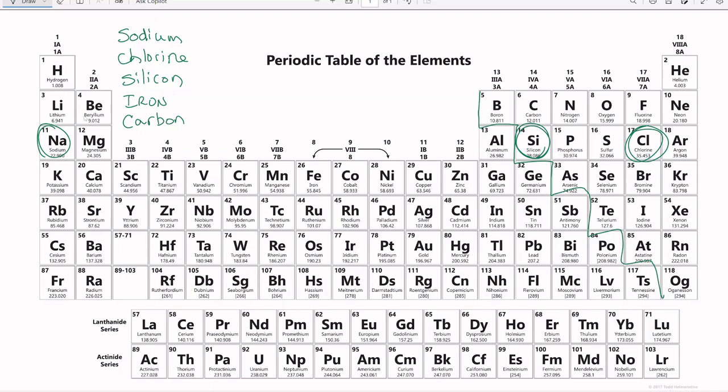Iron's abbreviation is Fe. It's right here. It's to the left of the line, so it's a metal. Carbon is right here. Carbon is not directly on the line. Carbon is a nonmetal.